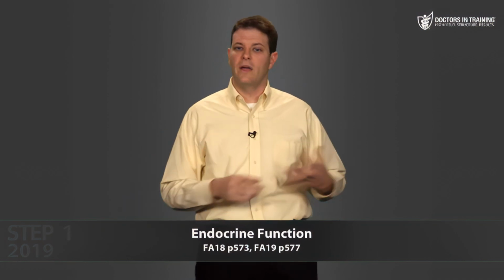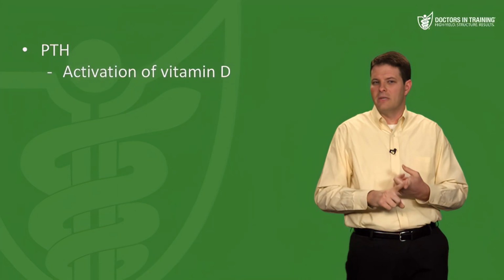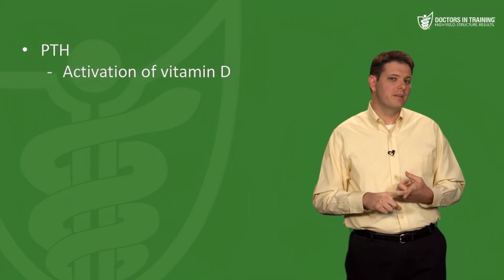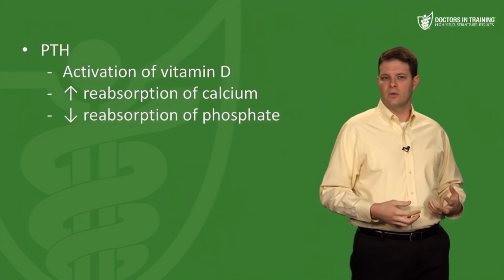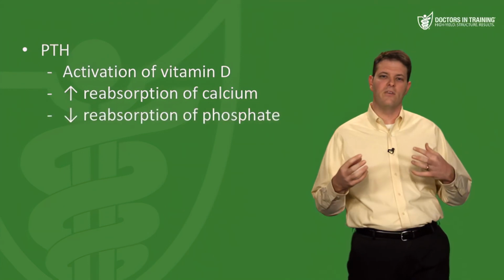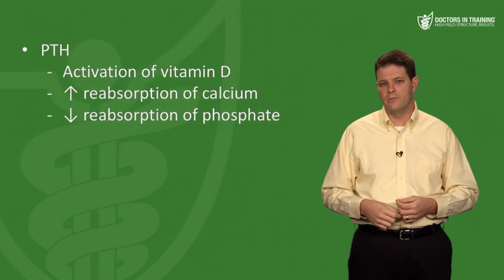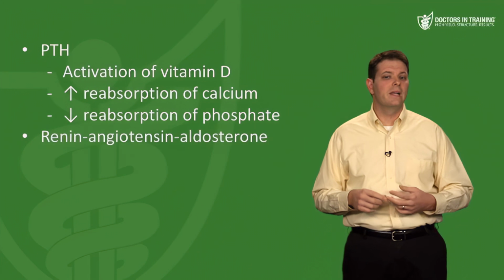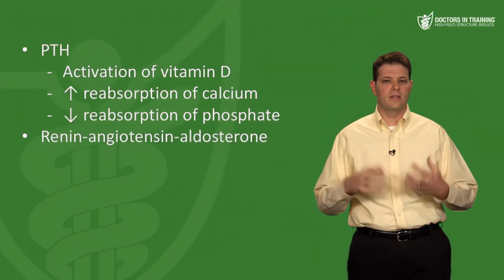What about hormones that affect the kidney? Well, I just mentioned how PTH stimulates the kidney to activate vitamin D. PTH also stimulates the kidneys to increase reabsorption of calcium and to decrease reabsorption of phosphates so that serum phosphates go down. Remember, we said PTH is phosphate trashing hormone. We've also talked about the renin-angiotensin-aldosterone system several times already, so that's how hormones affect the kidney.